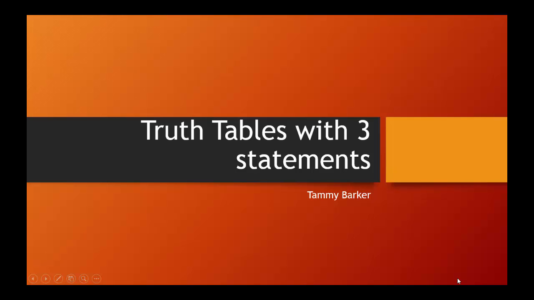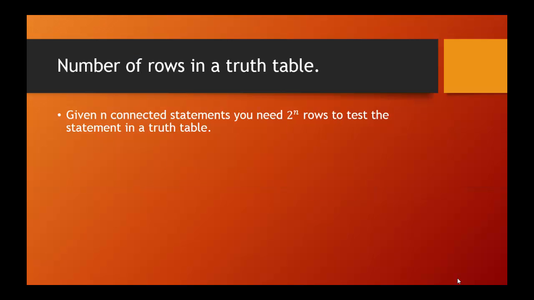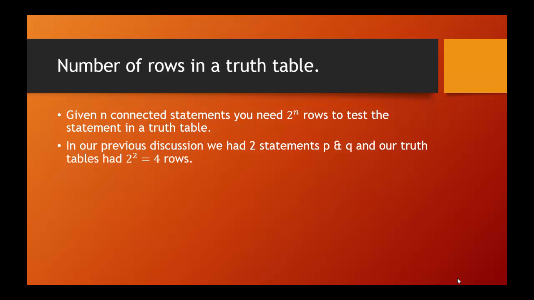Today we're going to look at truth tables that have three statements. So let's start by talking about the number of rows in a truth table. Given n connected statements, you need 2 to the n rows to test the statement in a truth table. Alright, so what does that mean?